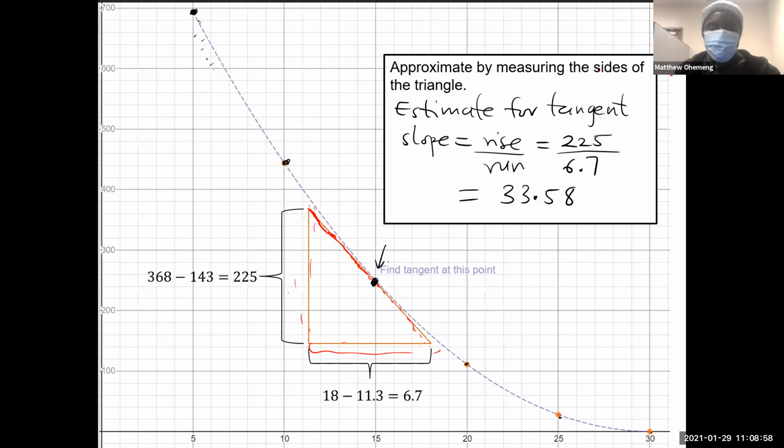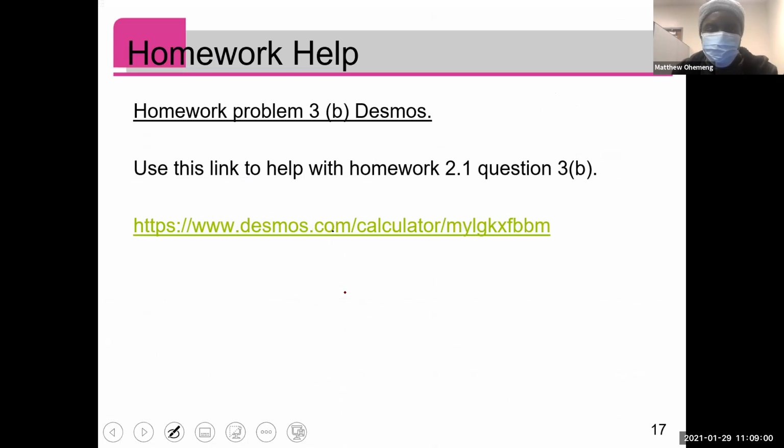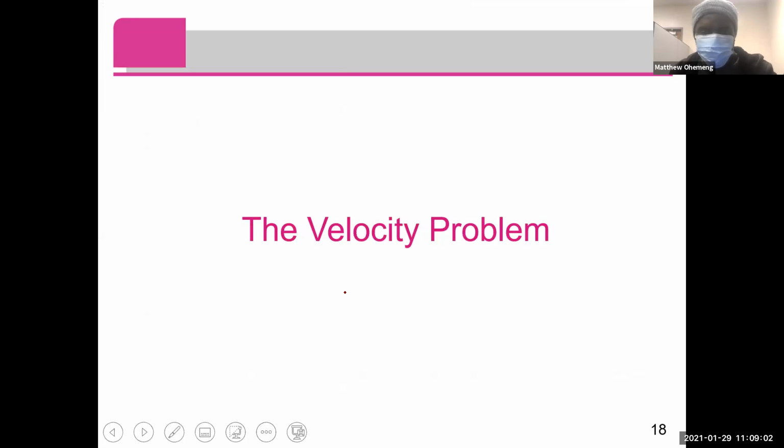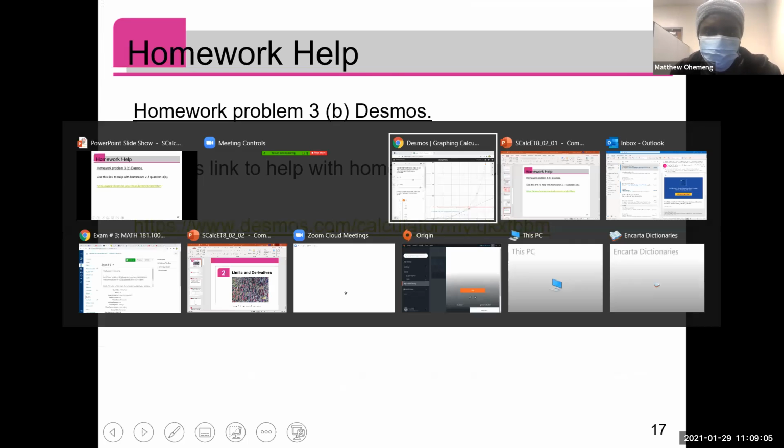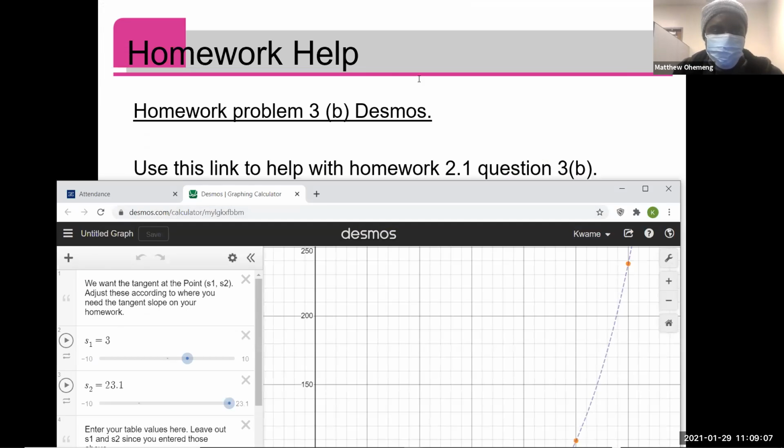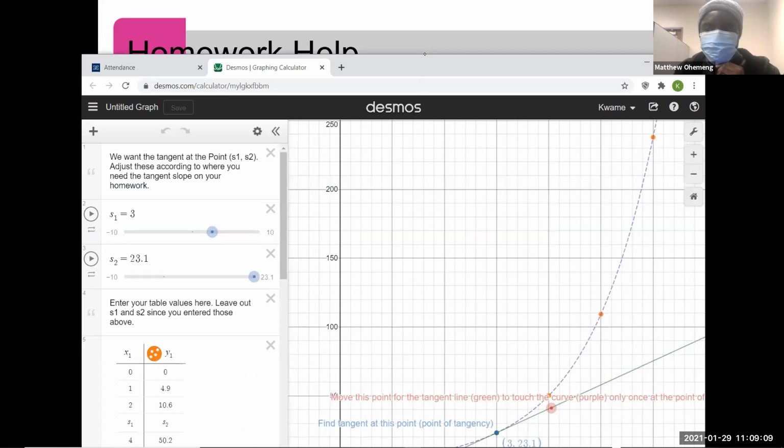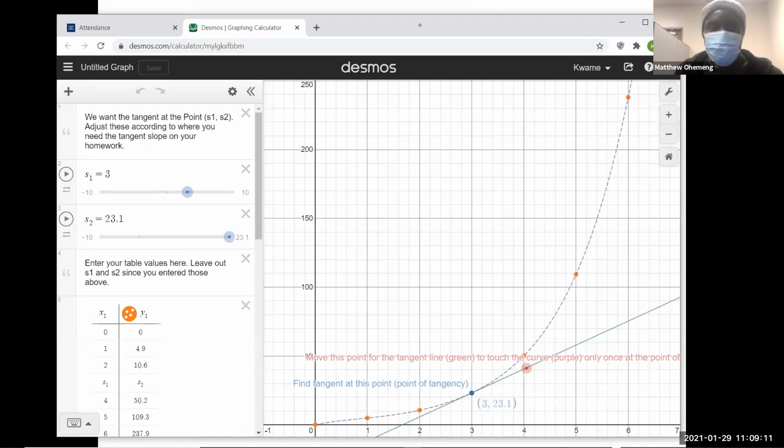Nice. Okay. So as I was saying, on your homework, before you come here, I drew this for you guys. I created this in Desmos. Please, I'm sharing the Desmos. If you can't see, do let me know.